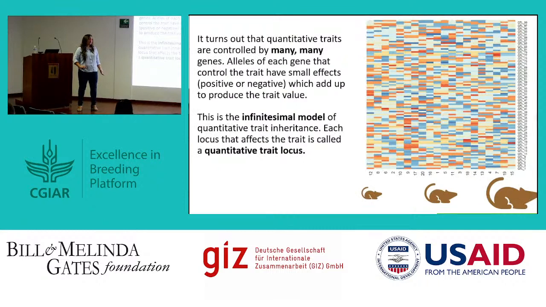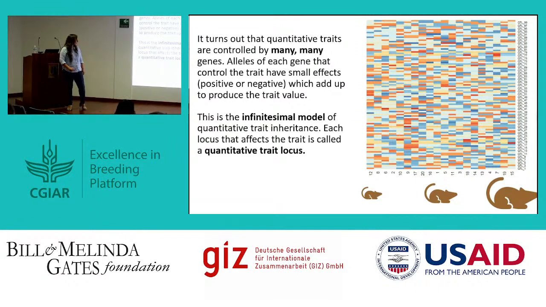So what happened is it turned out that continuous quantitative variation could be explained because it's controlled by many, many genes, most of which typically have a relatively small effect, okay? So alleles of each gene that control the trait are going to have these small effects that could be positive or negative, and then they add up to produce the trait value, all right? And so they can be mixed in many combinations. This general idea of how quantitative traits are formed is called the infinitesimal model of quantitative trait inheritance.